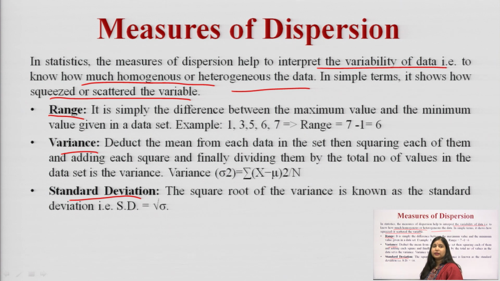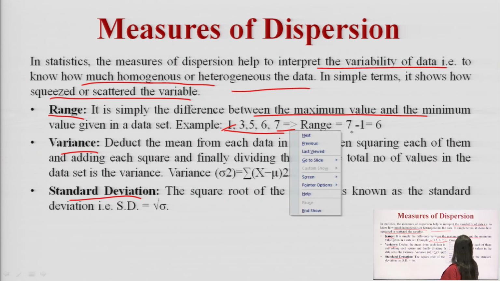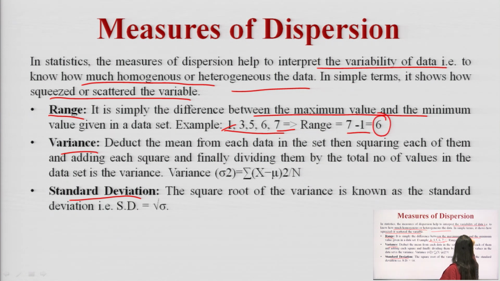The range is very raw, and it gives you the difference between the maximum value and the minimum value, meaning the highest value and the lowest value. An example: suppose there are values given from 1 to 7. How do we get the range? We subtract the lowest value from the highest value. So here we calculate 7 minus 1, and you get a range of 6.